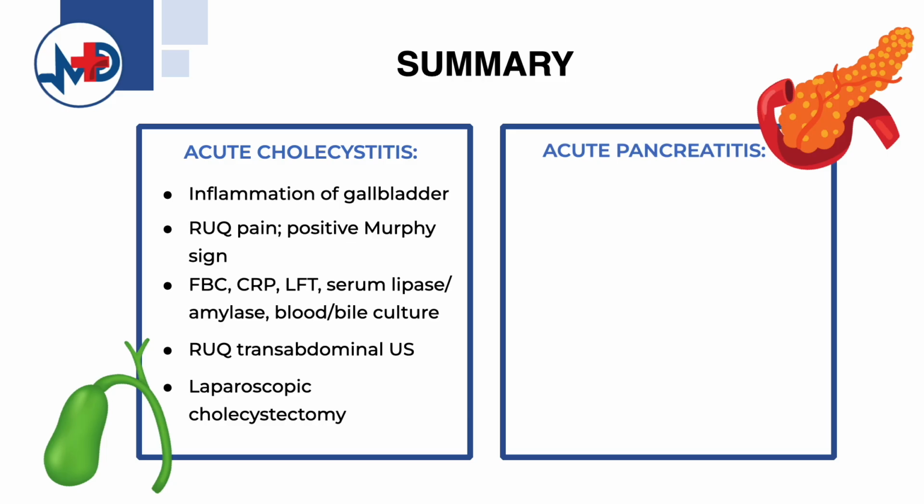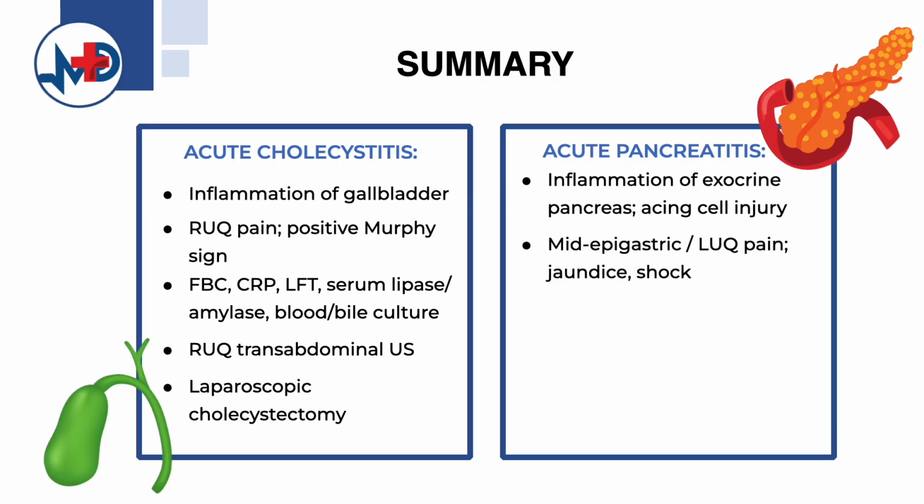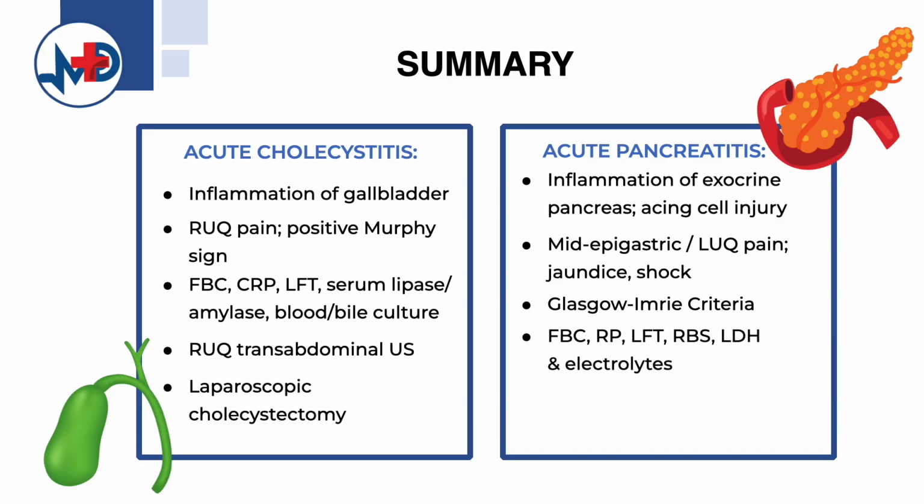On the other hand, acute pancreatitis is an inflammation of the exocrine pancreas with associated acinar cell injury. Cardinal signs include mid-epigastric or left upper quadrant pain. Patients may also come in with jaundice or shock. The Glasgow-Imrie criteria is used to predict the severity of pancreatitis. Lab investigations include a full blood count, renal profile, liver function tests, random blood sugar, LDH and electrolytes, while ultrasound abdomen is the first-line imaging that's done. A CT scan can be done to look at complications of pancreatitis. Management focuses on supportive and corrective measures for any underlying pathologies.